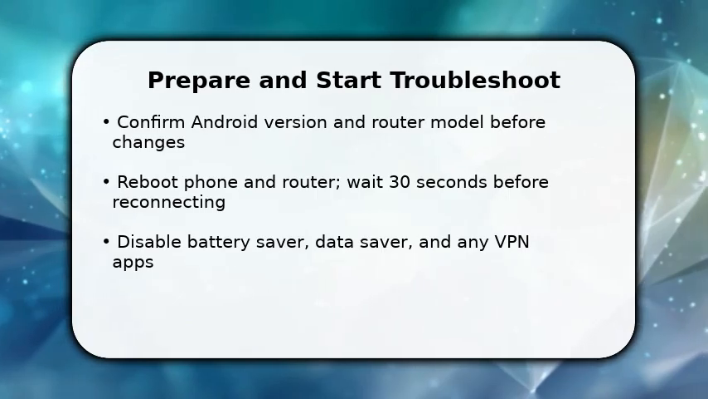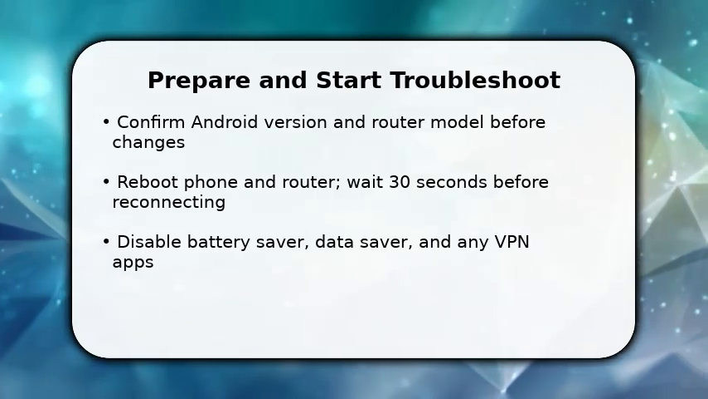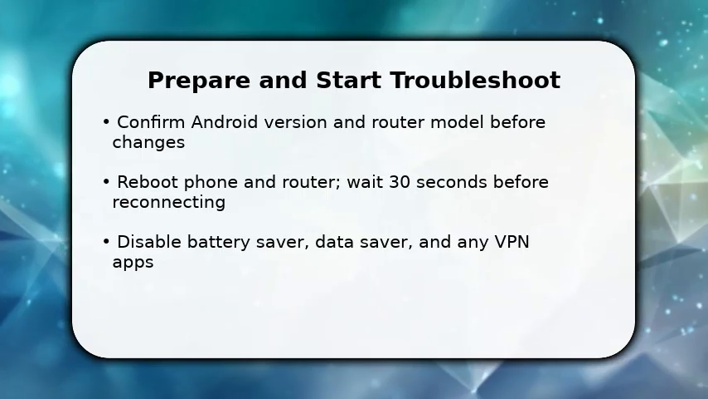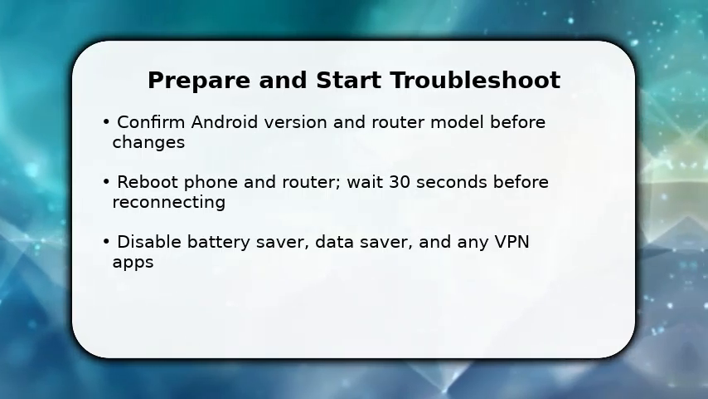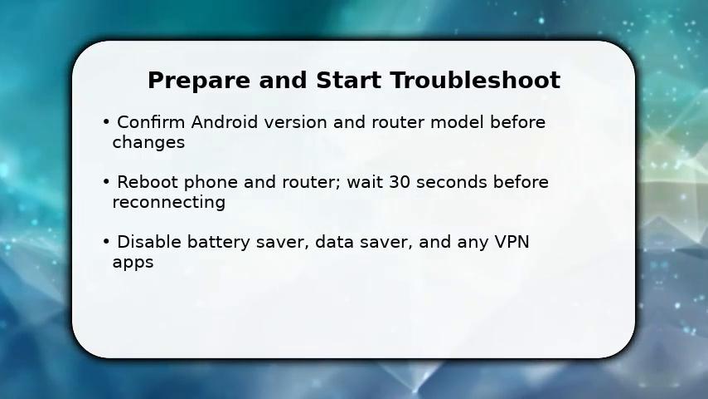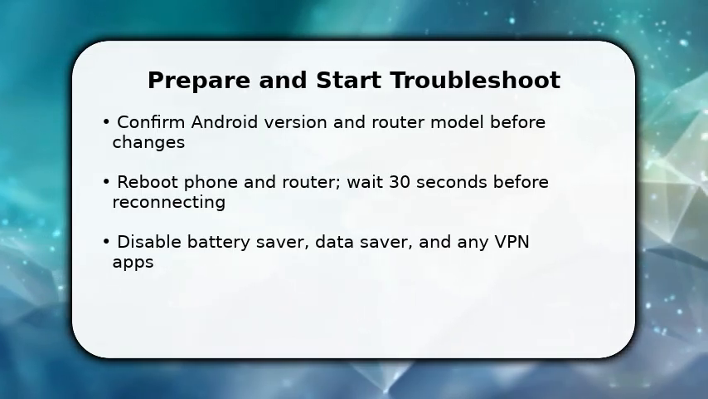Enjoy the video. You begin by gathering essentials and taking the first actionable steps. Check your Android version and router model so you know which settings apply. Then reboot both devices and wait 30 seconds to clear transient errors.